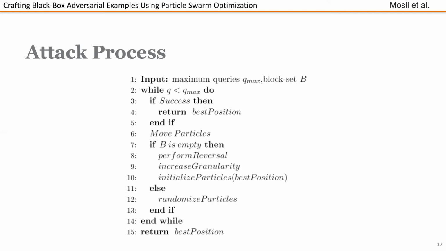We then check if B contains any unassigned blocks. If yes, we assign random directions in those blocks to the particles. If not, we then perform the reversal operation, increase block size granularity, and reinitialize the particles. The reinitialization is performed to accommodate the new granularity level. Otherwise, particle best positions will still be set to the previous granularity, which would cause the particles to retract to the larger block sizes. This process is repeated until the model is successfully fooled or the query limit is exhausted.